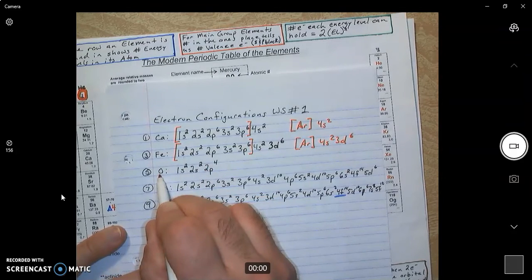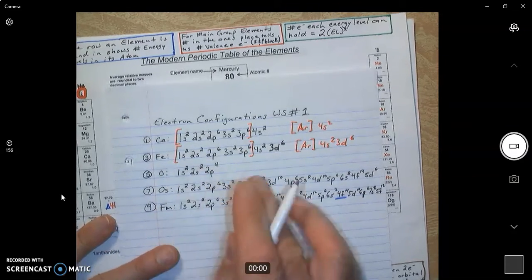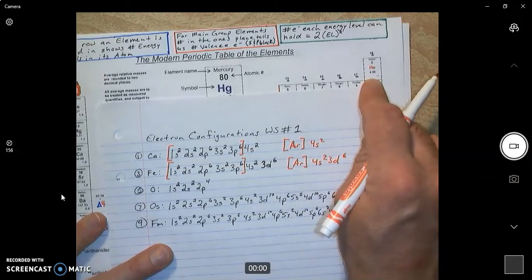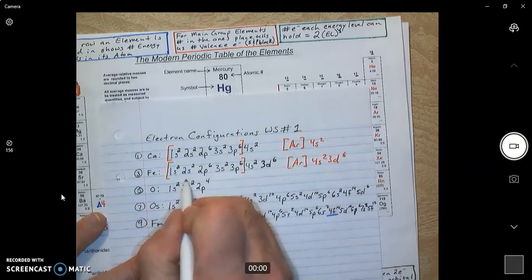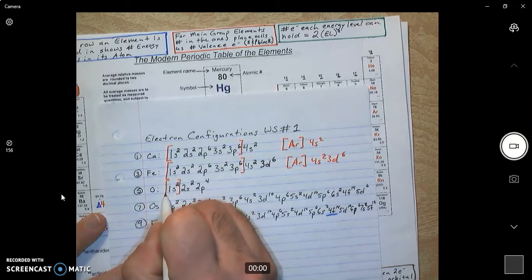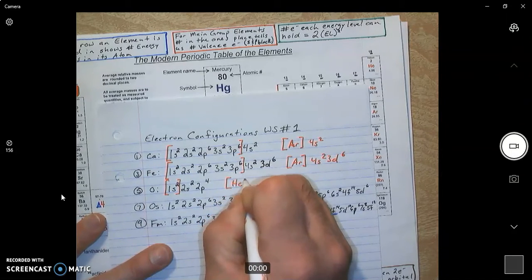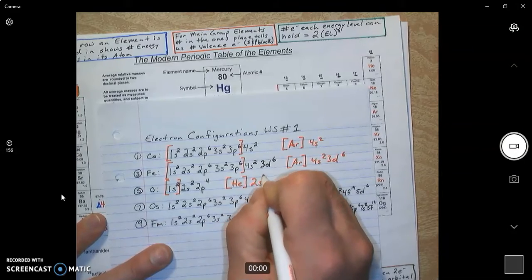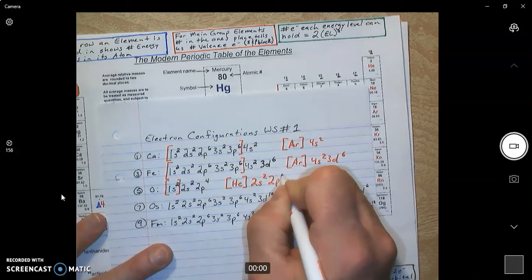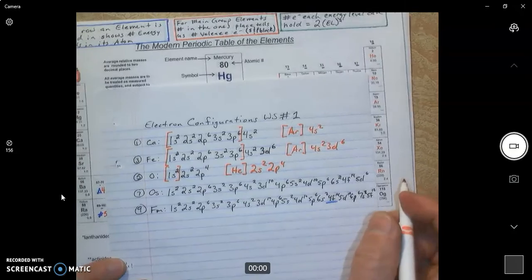How do we deal with oxygen? Well, oxygen doesn't have a p6, but it does have helium. Helium would be the s2. So we would go back. Previous noble gas is helium with 2s2, 2p4.